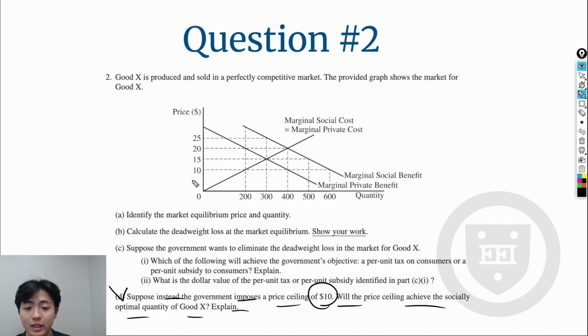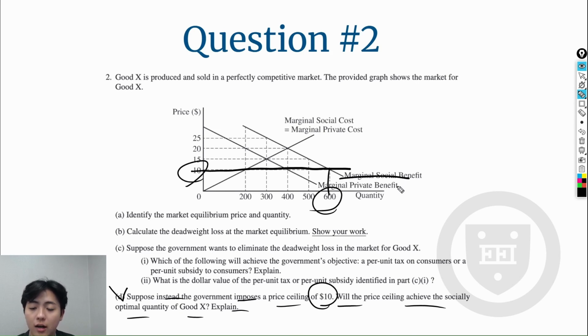So if the price ceiling is at $10, does it yield the socially optimal quantity, right? At price 10, the quantity demanded is currently at 600. If you look at the marginal social benefits, but firms will only supply where the MPC is at $10, which from the graph is 200, right? So quantity 200, which is below the socially optimal quantity, where they both meet. So the answer is no at the end of the day.